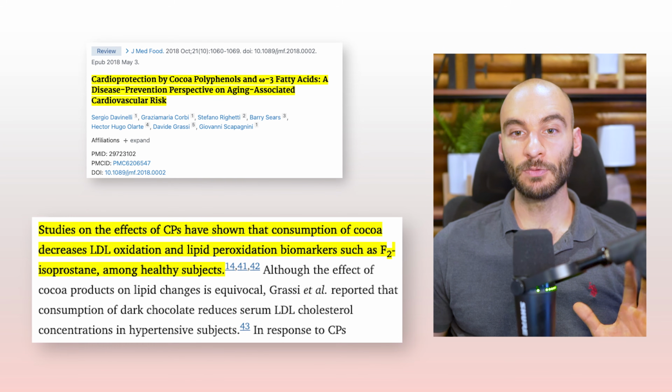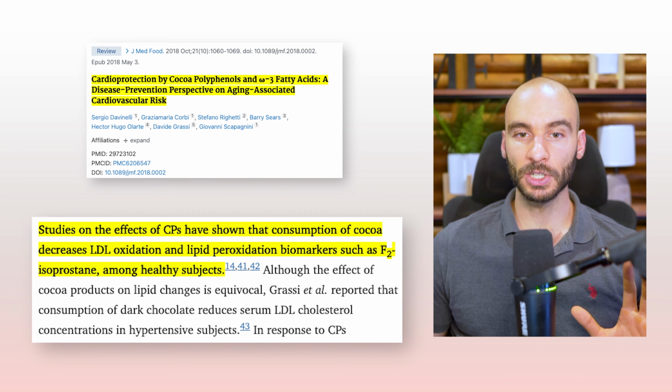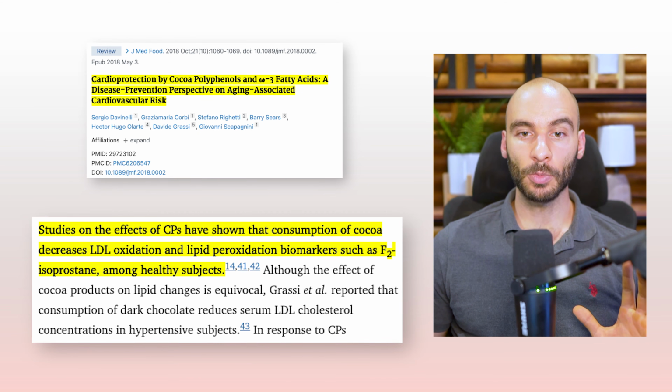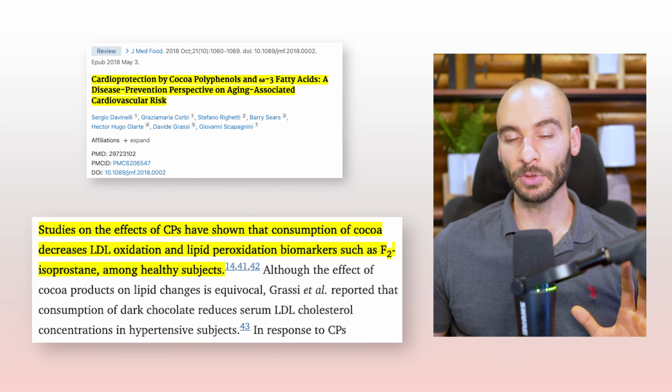So for the cocoa polyphenols, the studies used about 22 grams of cocoa powder or 16 grams of dark chocolate or 36 grams of cocoa powder. And they say studies on the effects of cocoa polyphenols have shown that consumption of cocoa decreases LDL oxidation, lipid peroxidation biomarkers such as F2-isoprostane among healthy subjects.